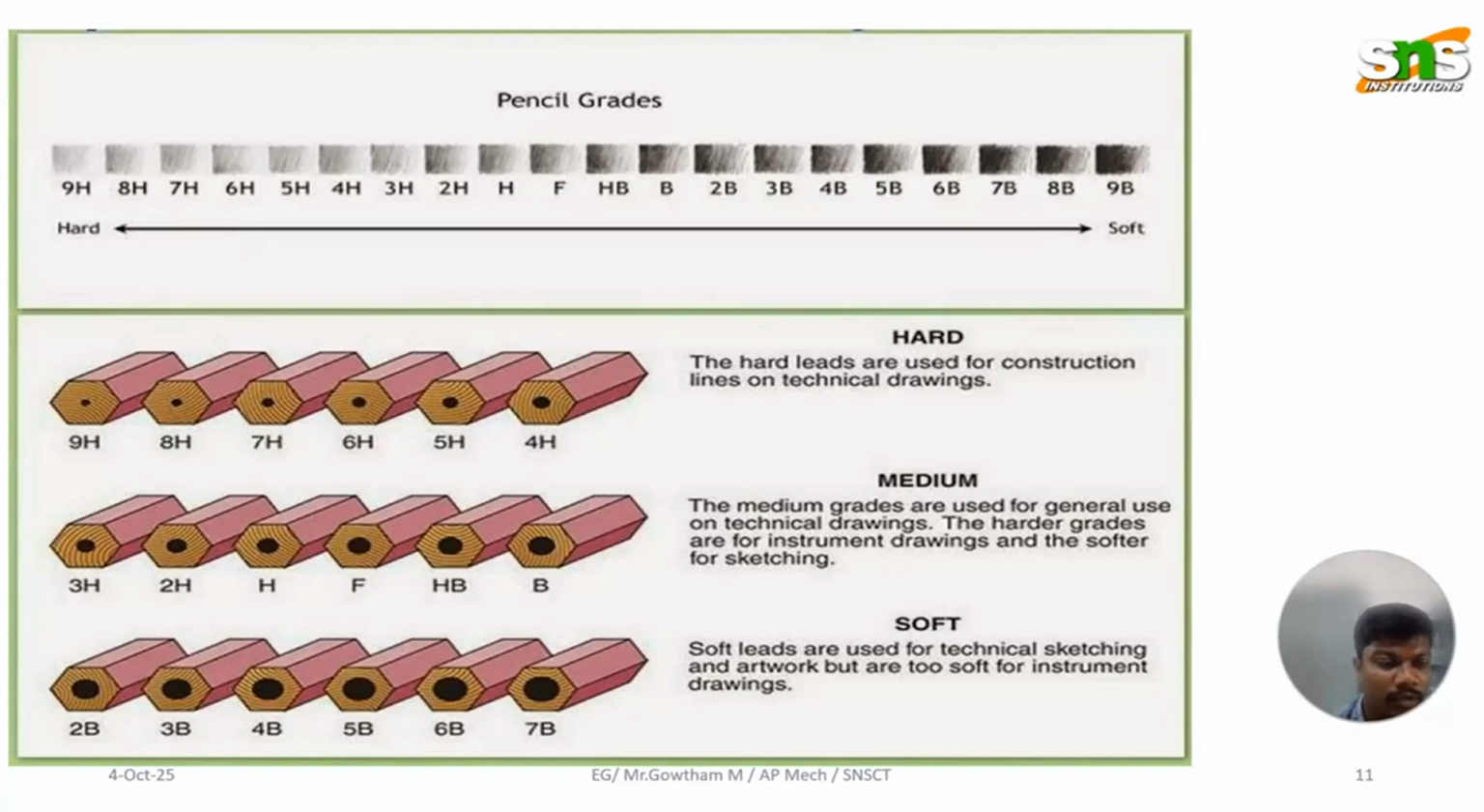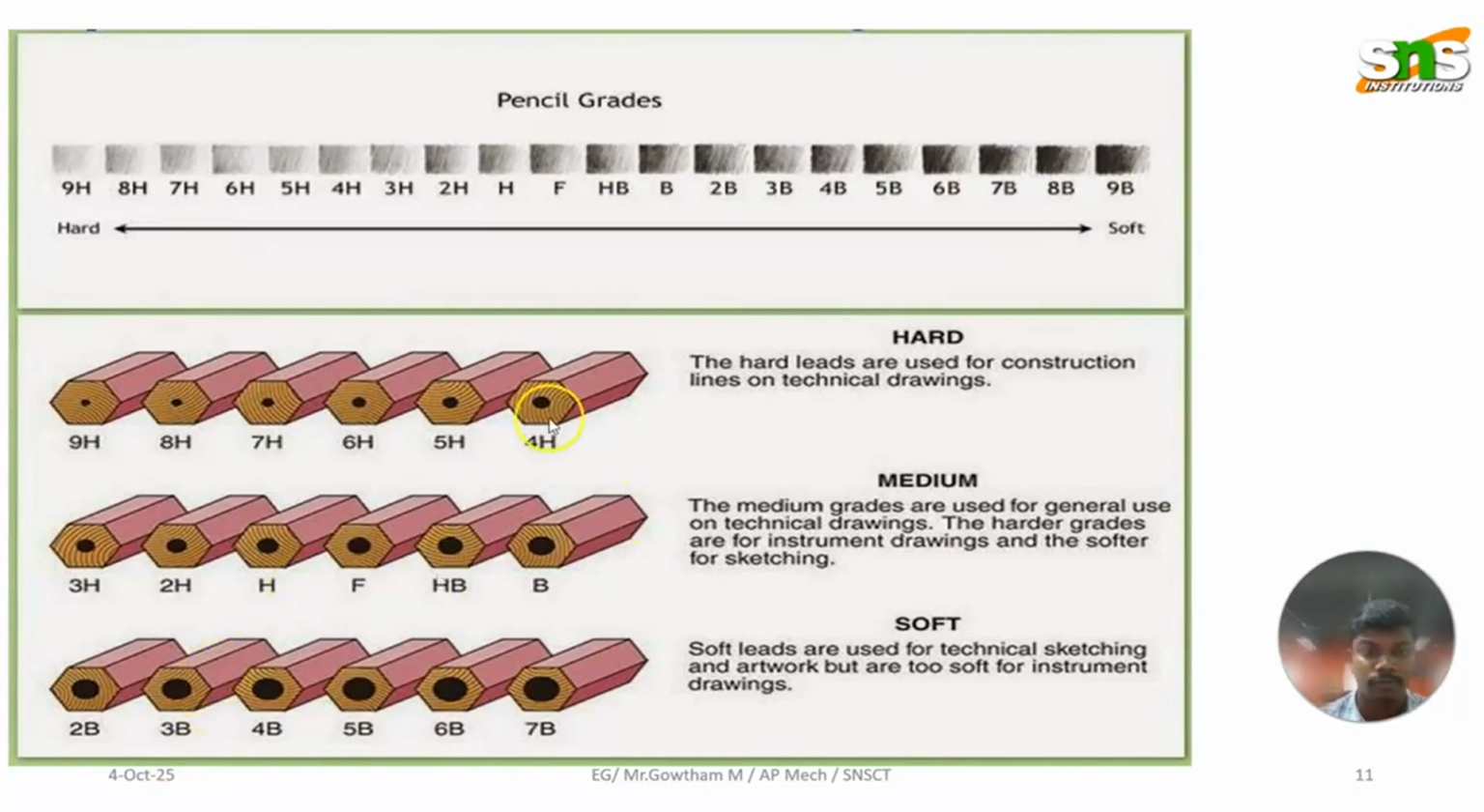Next one is medium. Medium is nothing but 2H, 3H, H, like that. The medium grades are used for general use or technical drawing, for the hardness of drawing and the softness of sketching. Next one is soft, using soft pencils, which is nothing but 2B, 3B, 4B, 6B, etc. Soft leads are used for technical sketching and artwork, but are too soft for instrument drawing. So these are the three differences between how and where we use the pencil and for what purpose, right?